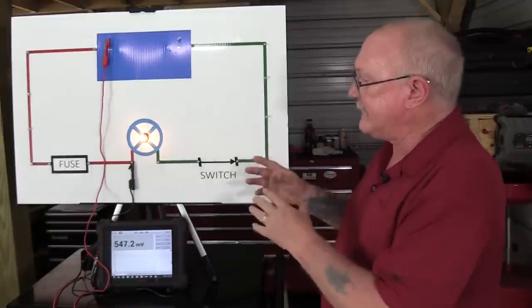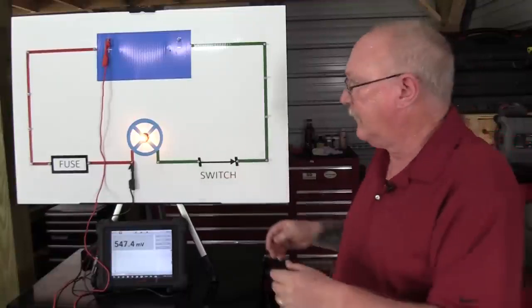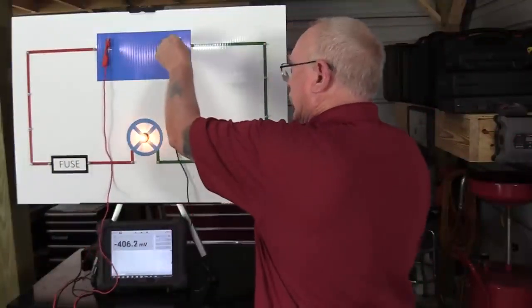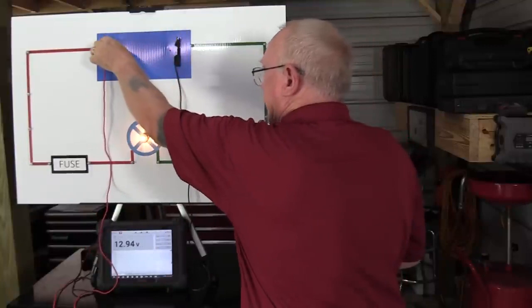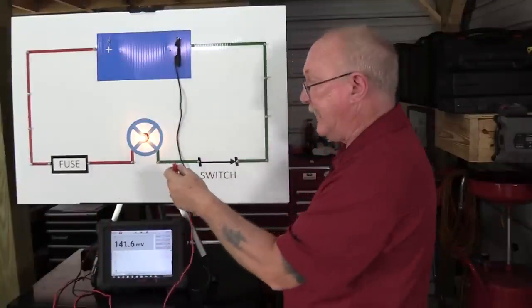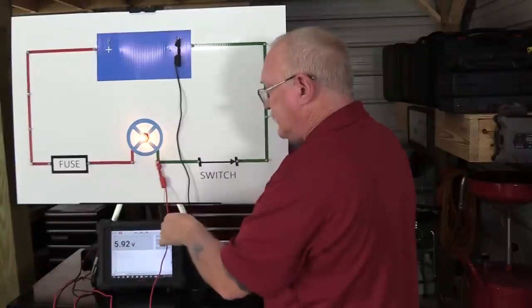All right, so we check the positive side. Don't have a problem on the positive side. Now we have to check the ground side, correct? And we're just going to do it in similar fashion. I'm going to move my ground lead back to the ground side of the battery, as close to that post as I can get. And I'm going to take my positive meter lead and connect it to the ground side of the load as close as I can get.